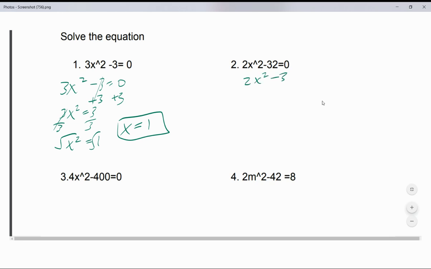2x squared minus 32 equals 0. Plus 32 first. 2x squared equals 32. Divide by 2, x squared equals 16. Let's square root both sides. x equals 4.